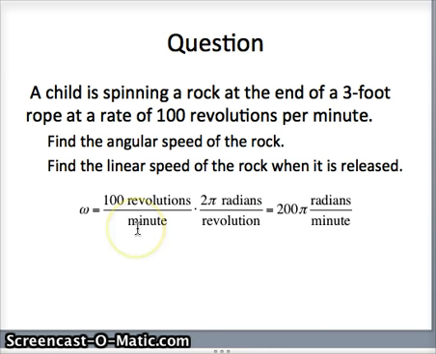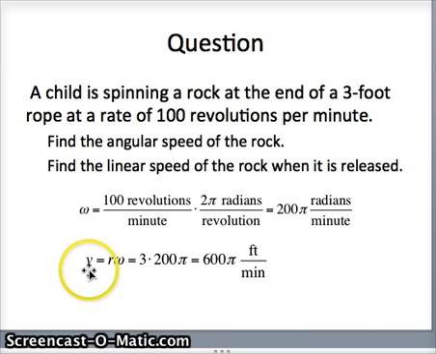100 revolutions per minute, fine. We know we have 2 pi radians per revolution. So now revolutions cancel, and we're left with radians per minute. 200 pi radians per minute is our angular speed. Now we had our shortcut for linear speed. So once we get radians per minute, if I want to get linear speed, all I have to do is multiply that omega times the radius. So the linear speed v is the radius times omega, 3 times 200 pi, 600 pi feet per minute.